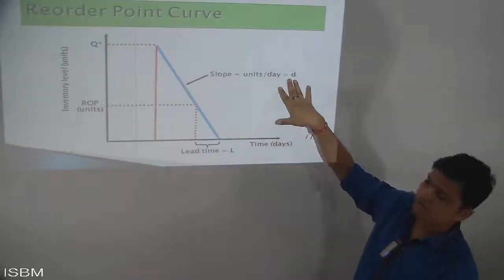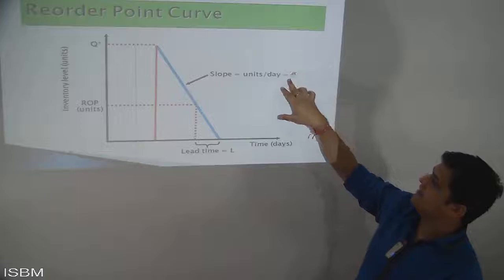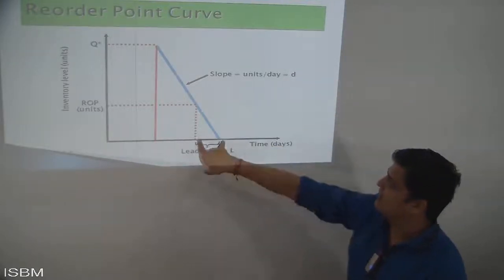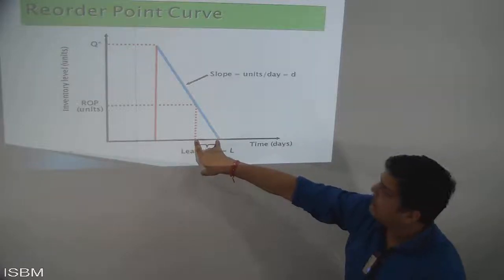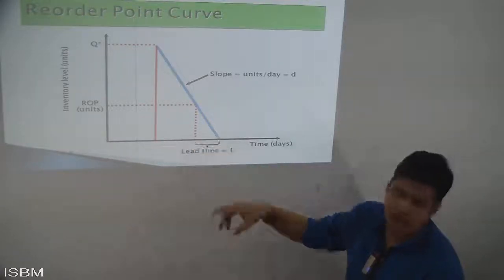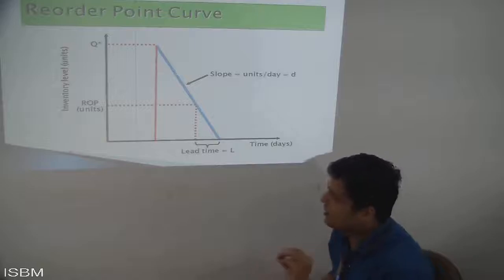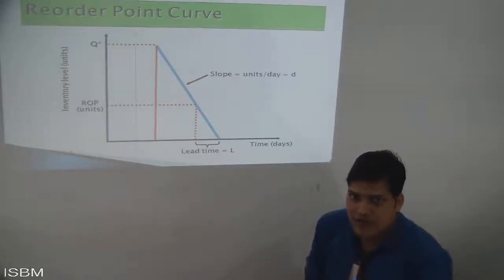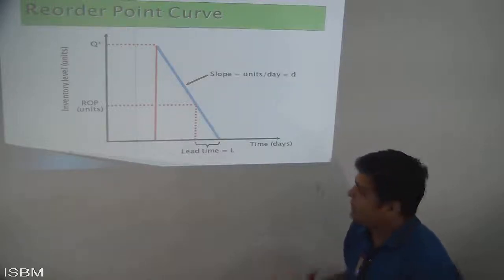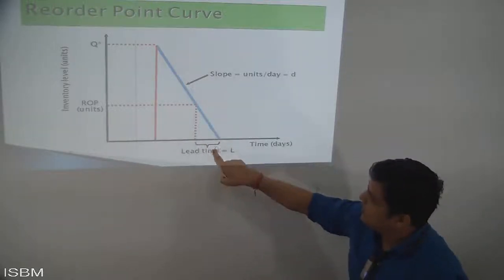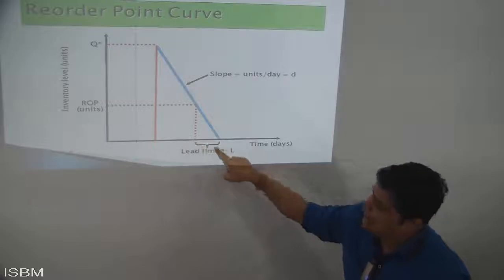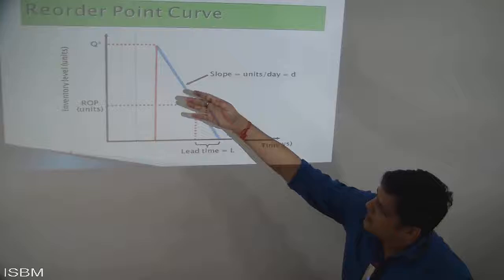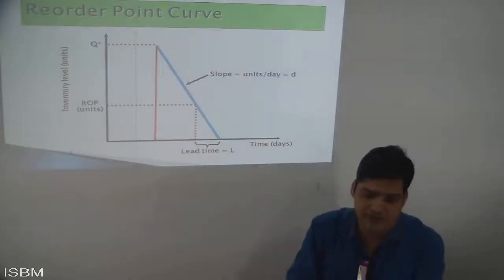The slope, which is units per day, is d. Here you get the lead time. This is the lead time, the time in which you will get the product, and if the product is not done, within this much lead time you need to send the product again to the customer. This is the inventory level in units, ROP.